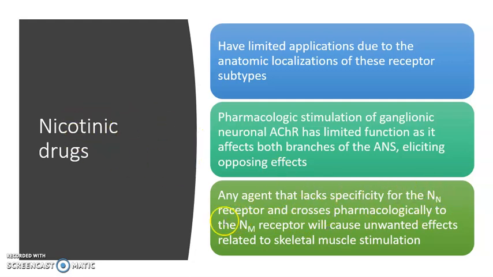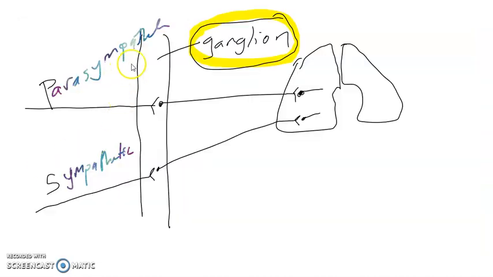So the NN and the NM. NN is the neuronal and NM is the muscle, which is in the neuromuscular junction, whereas NN is the ganglion. So NN is here. So we're going to have the NN, and here is the NM if it's in the muscle, for example.